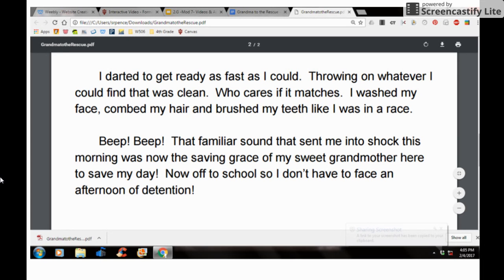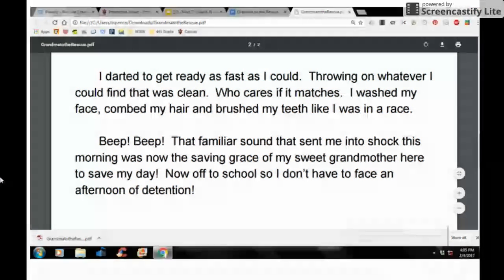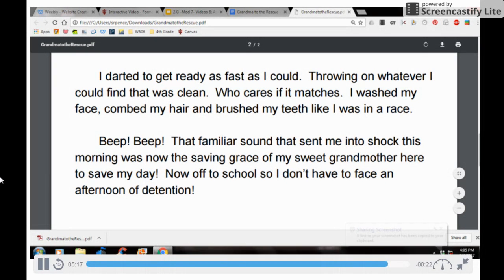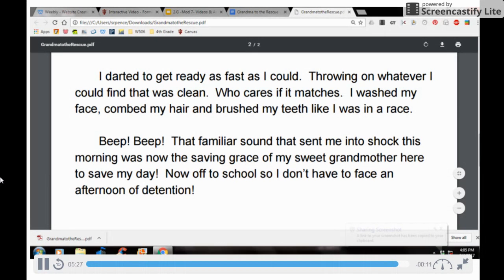After reading this passage, what do you believe the word darted means using your context clues? Also, what do you believe the word familiar means using the context clues given from the passage?